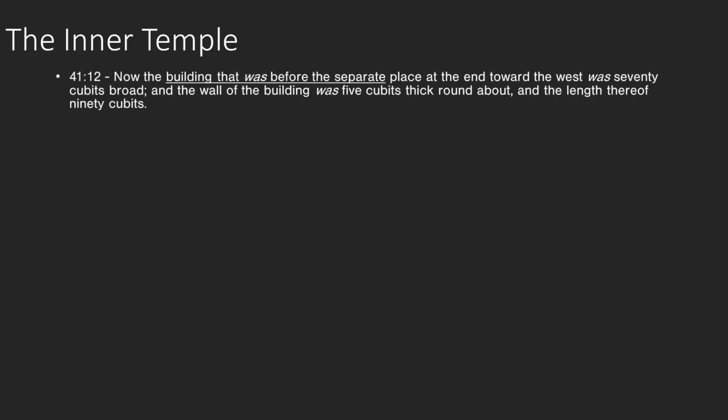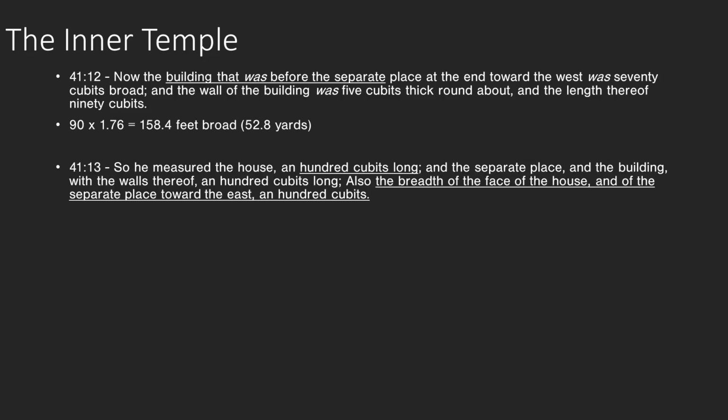Moving on, now the building that was before the separate place at the end of the west was 70 cubits broad, and the wall of the building was 5 cubits thick, round about, and the length thereof 90 cubits. 90 cubits gives us our double earth number again, but that is also 52.8 yards. So he measured the house 100 cubits long, and the separate place, and the building with the walls thereof 100 cubits long. Also, the breadth of the face of the house and of the separate place toward the east 100 cubits. No surprise, we're just moving decimal places. We've seen these numbers already.